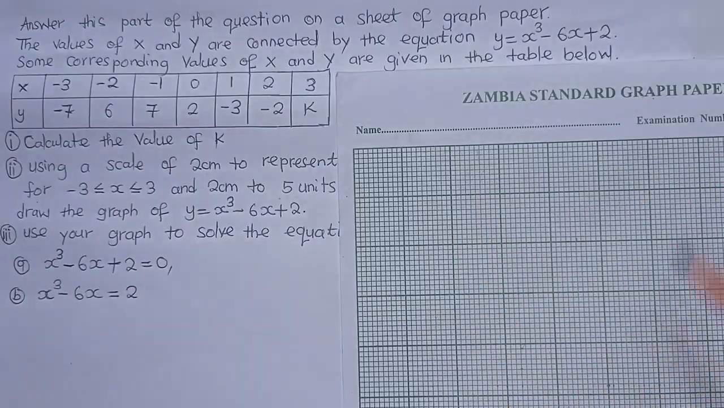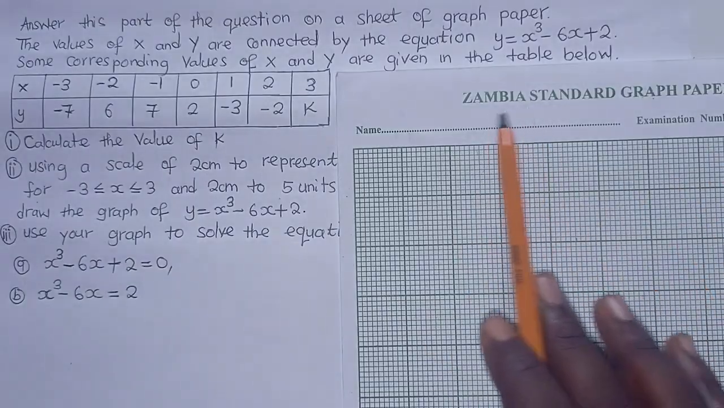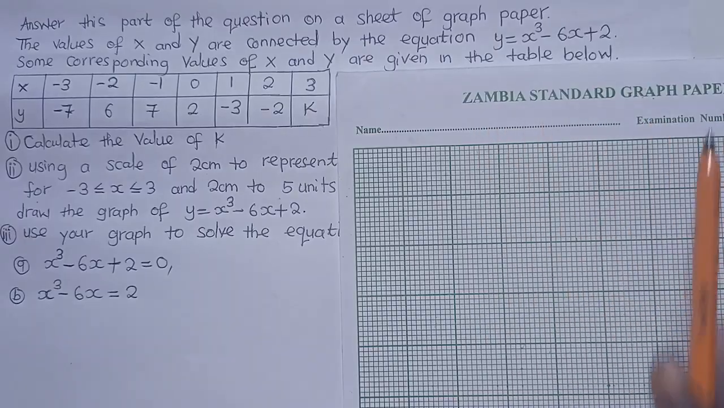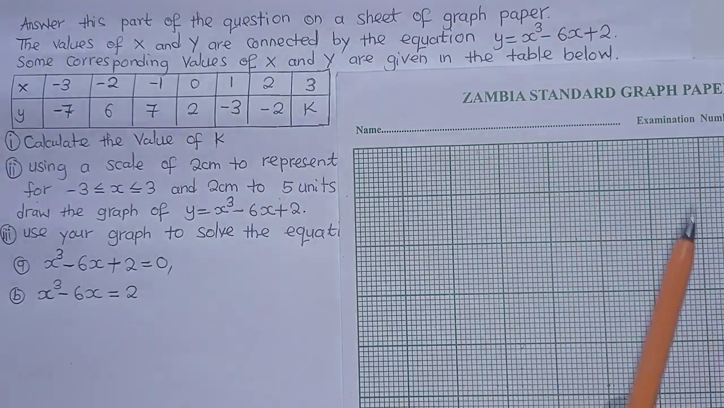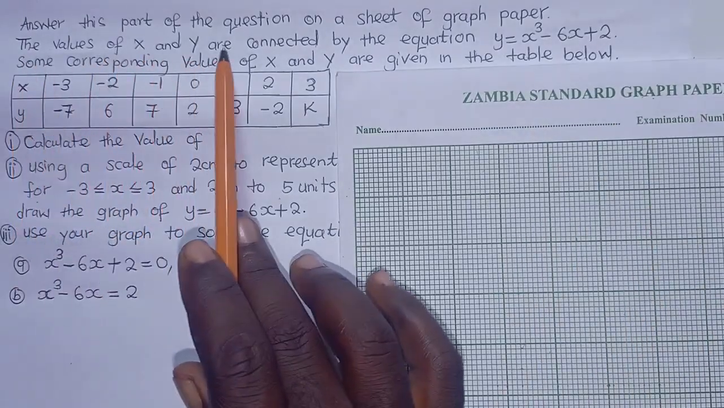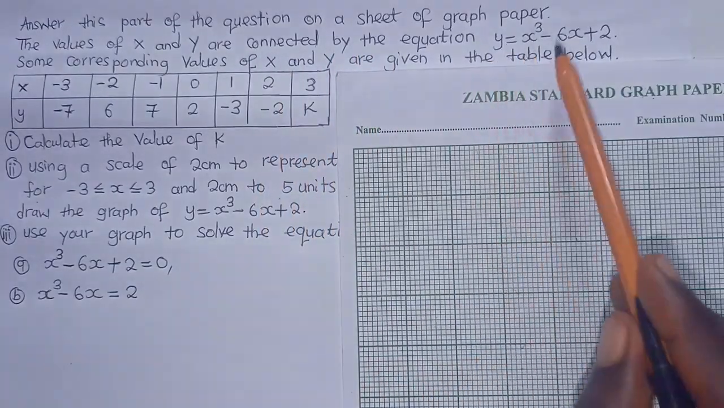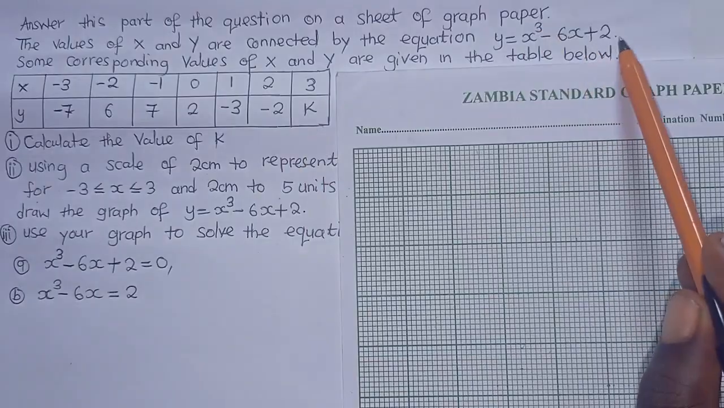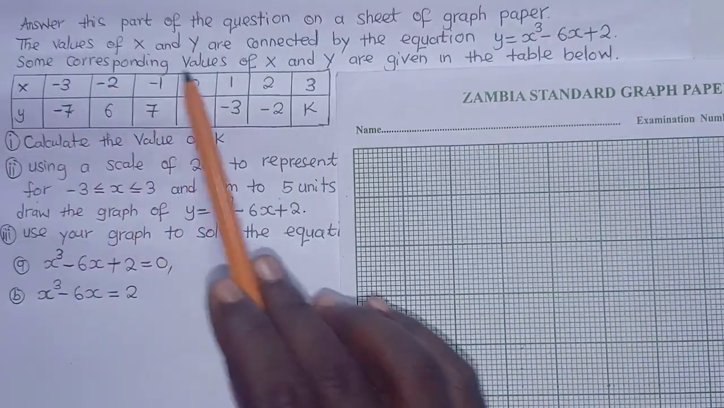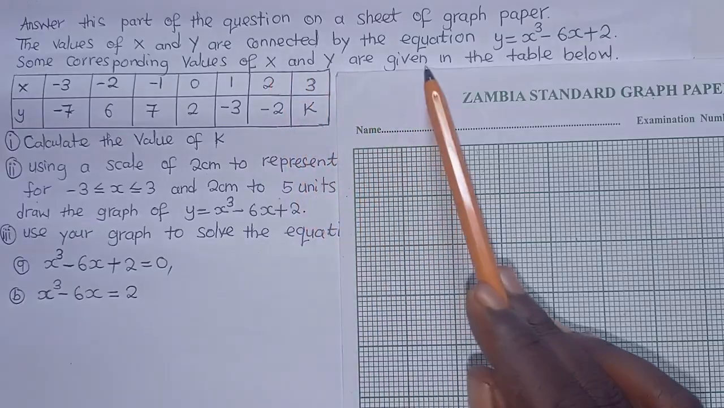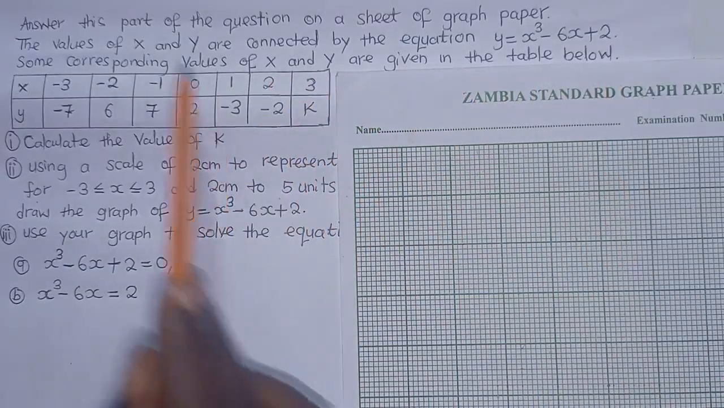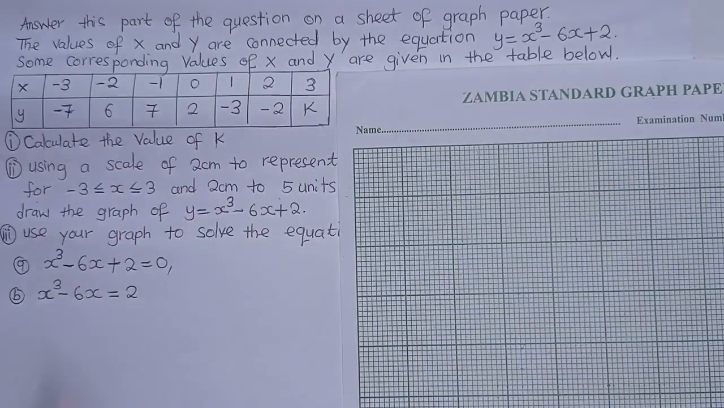This is a sheet of graph paper. It is even written there, Zambia standard graph paper. Your graph paper should be like this. Then the values of x and y are connected by the equation y is equal to x cubed minus 6x plus 2. Some corresponding values of x and y are given in the table below. This is the table that is there.